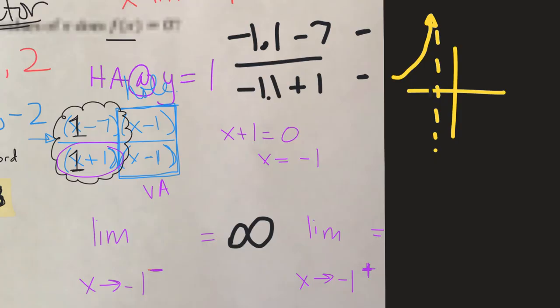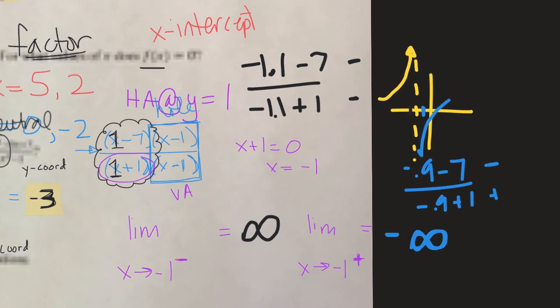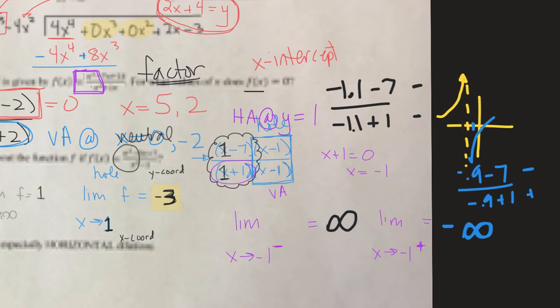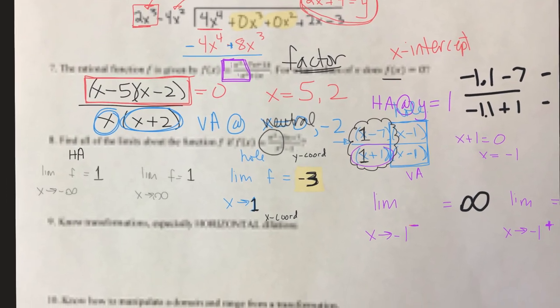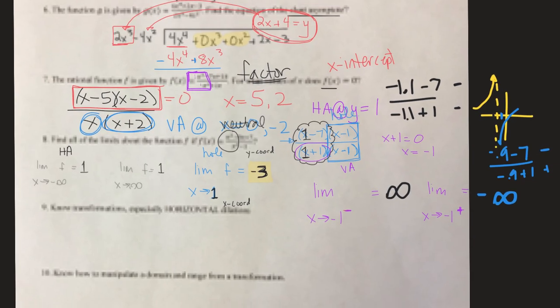And then plug in a number to the right, so negative 0.9. Negative 0.9 minus 7, negative 0.9 plus 1. We have a negative over a positive, which means we have a negative value and your graph goes down. Okay? So those are your limits of vertical asymptotes, the limits of a hole, and the limit to infinity for your horizontal asymptote. Okay? Make sure you know the difference between those three things.